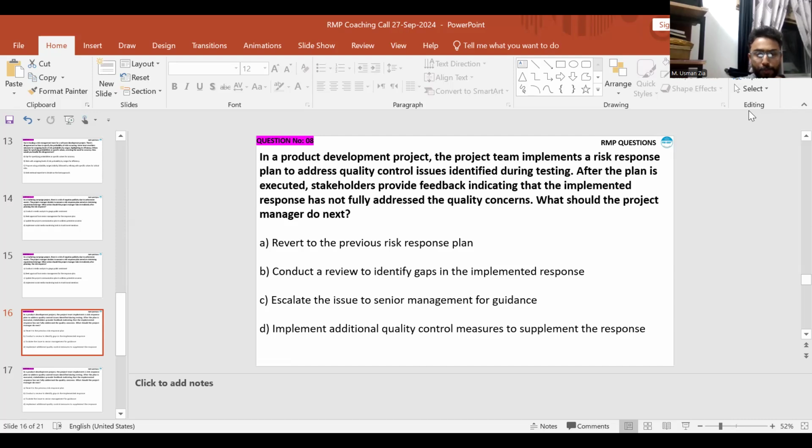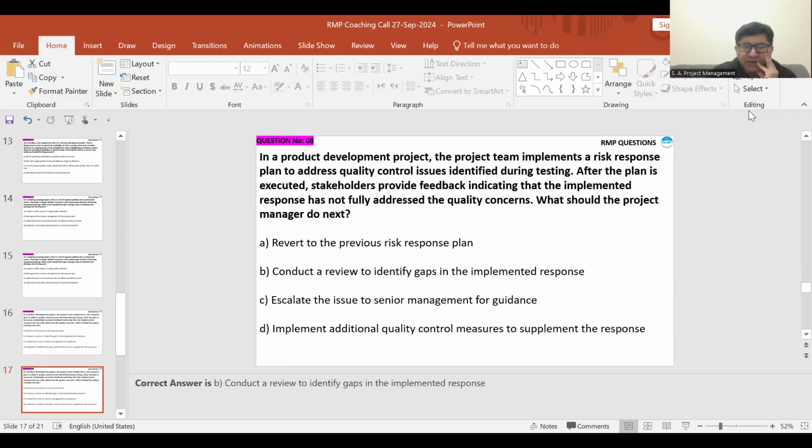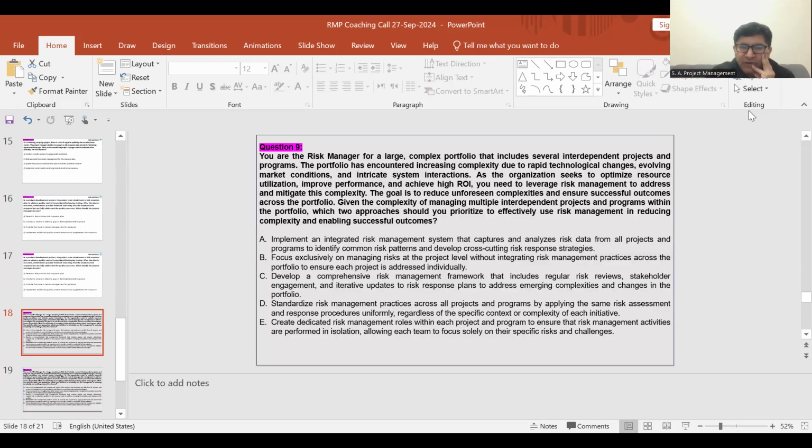To me, sir, option B seems to be the more sensible option to go with. Conduct a review to identify gaps in the implemented response. Vladimir, do you agree with B? Yes, I agree with B. Okay, B is the right answer. Question number 9. Yes, I will wait for you.